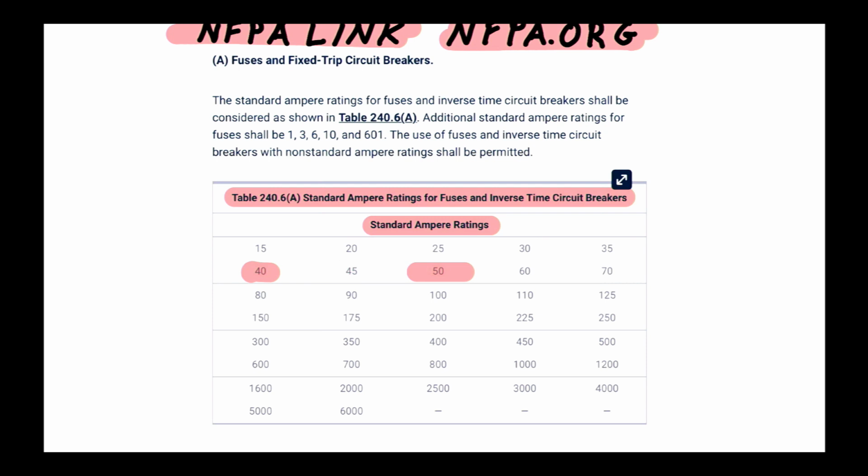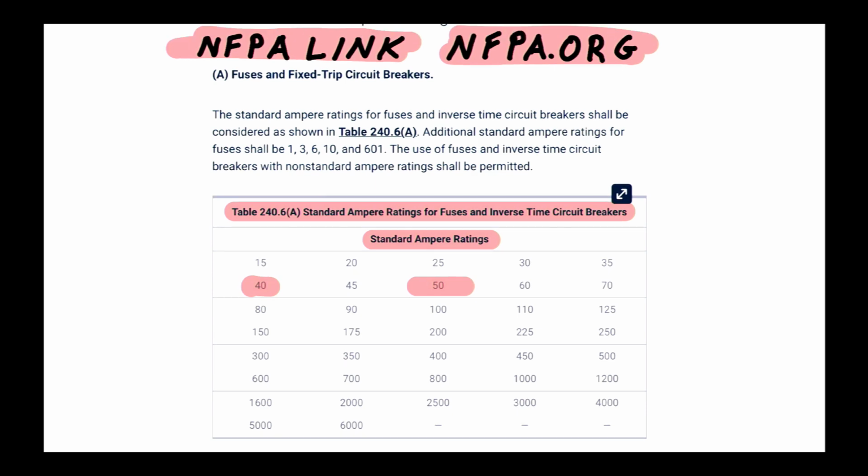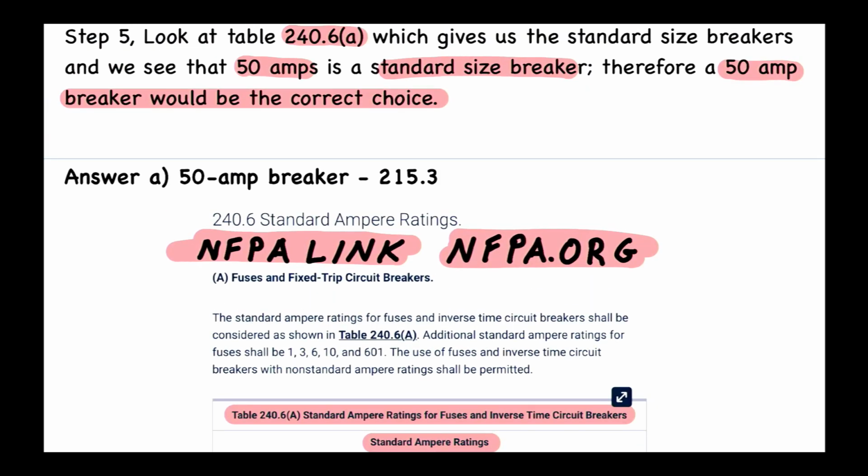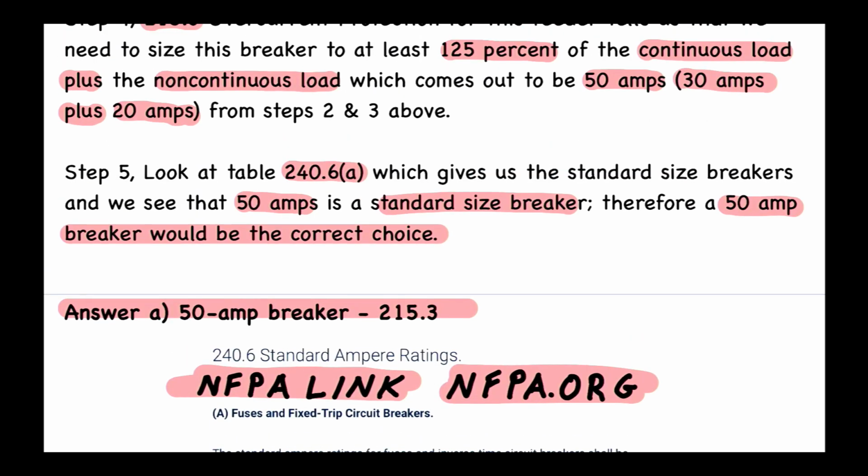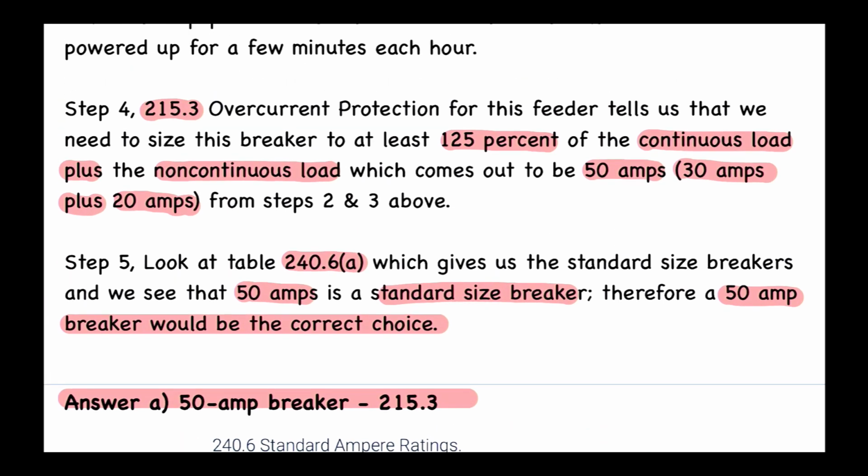So let's say that when you did these calculations, you came out with like 49.1 amps. Is there such a breaker as 49.1 amps? And the answer is no, not according to this table. So then we would go to that next size breaker. In this case, it'd be the 50 amps. So the answer to this question is going to be A, and that's going to be the 50 amp breaker. And this is code reference 215.3.